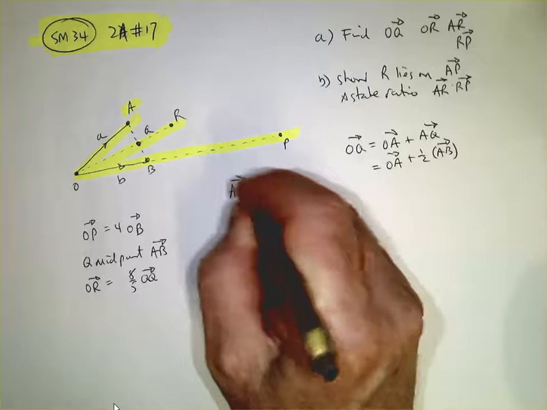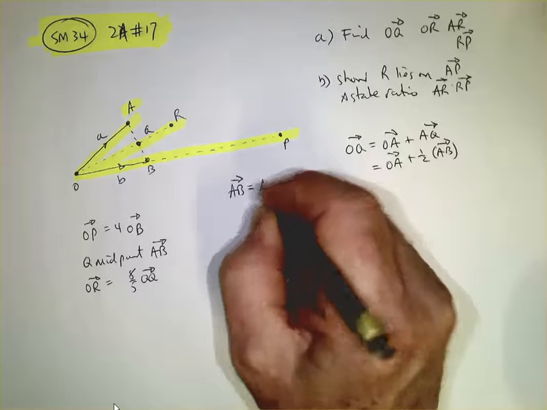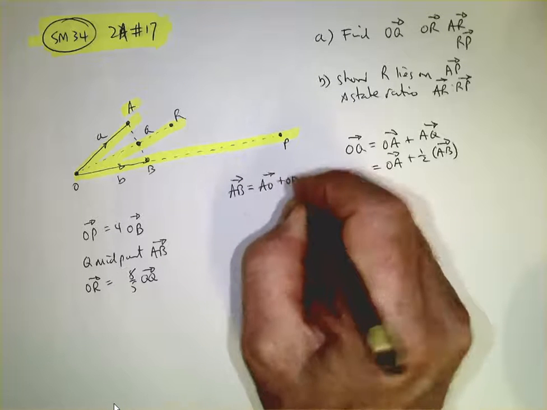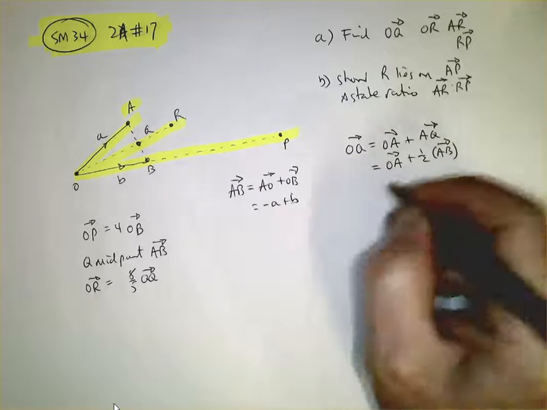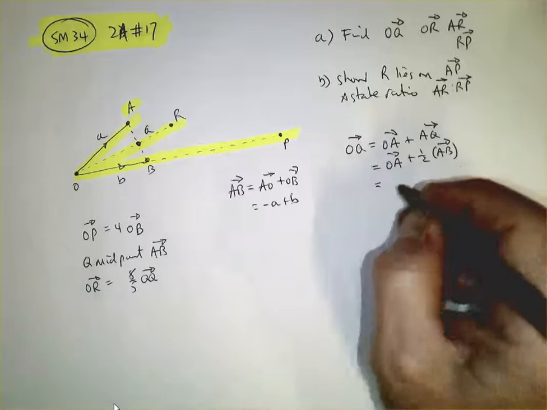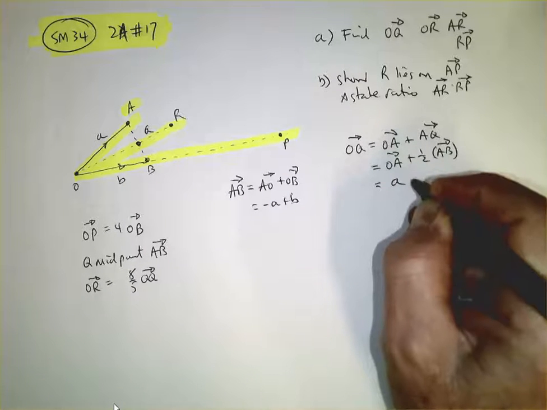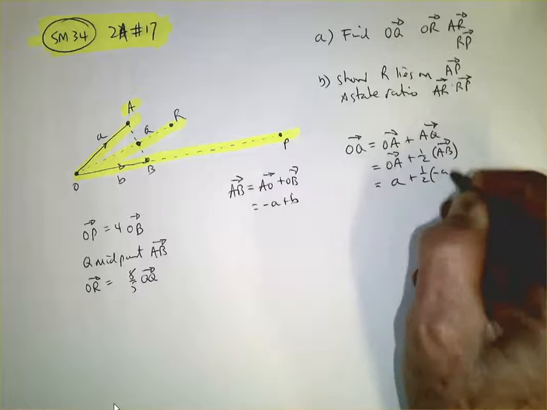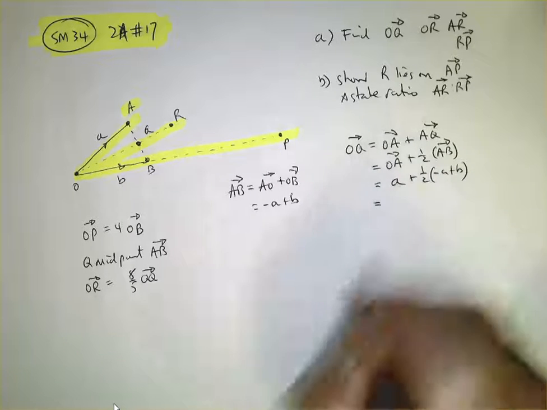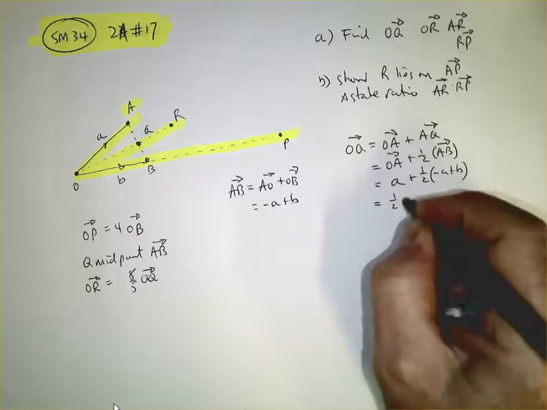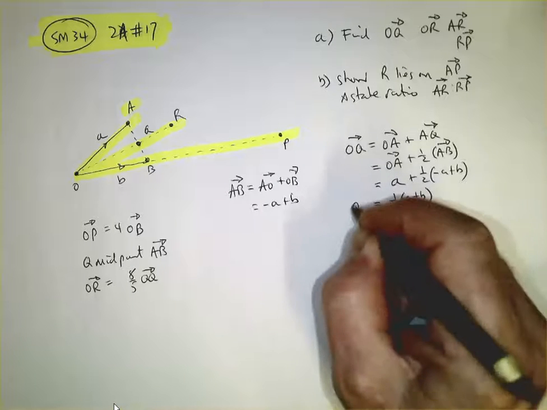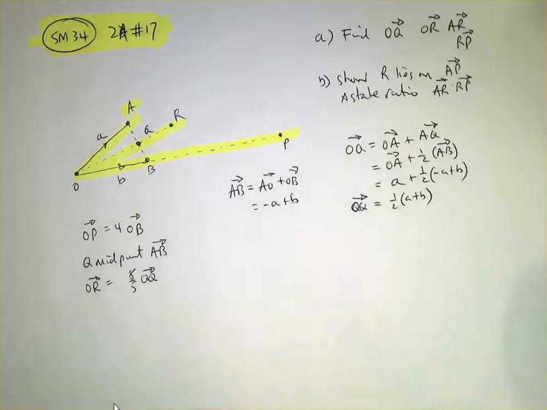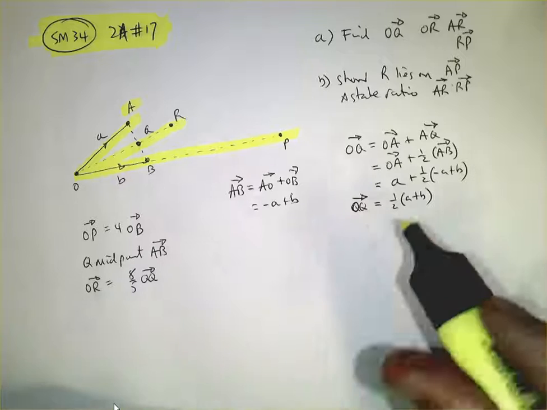A to B is going to equal A to O plus O to B, which is minus A plus B. Therefore, O to Q is going to be A plus a half of minus A plus B, which is going to be a half of A plus B. So that's O to Q, a half A plus B.